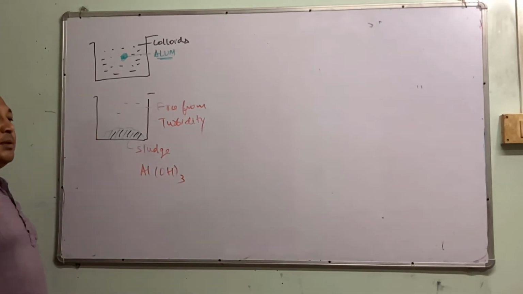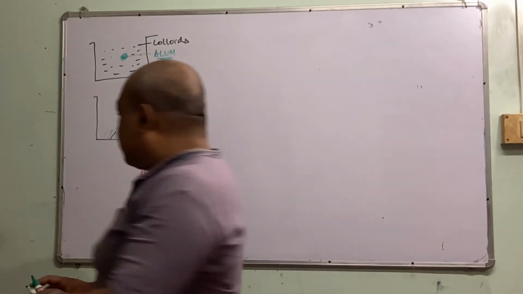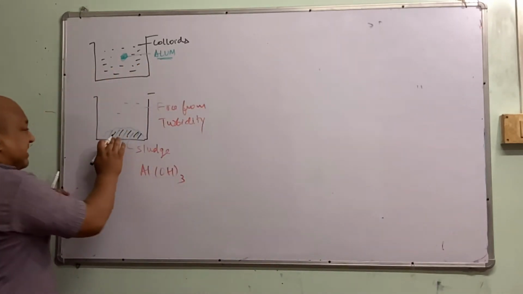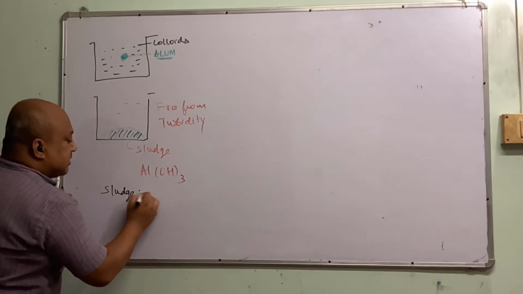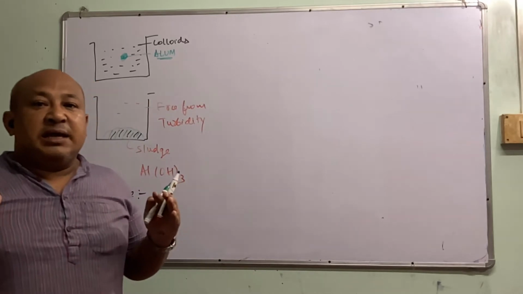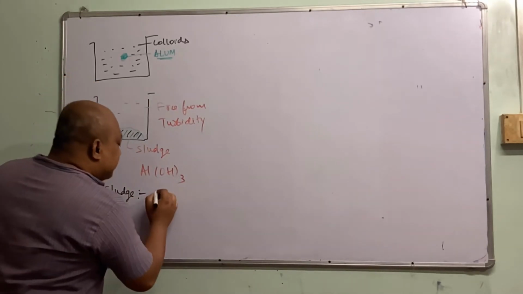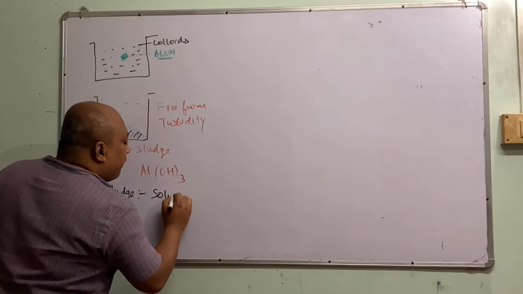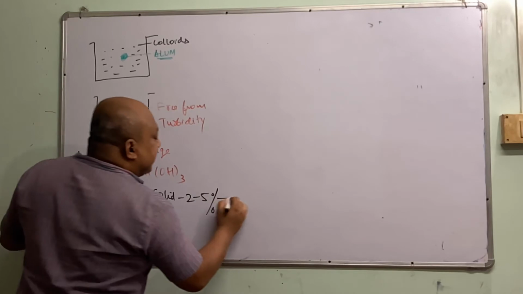Okay, so it is contaminated with alum. And another one is, let me put one point over here. This sludge. What is a sludge? Sludge means it contains a lot of small particles in the floc form, in the solid form, along with the water. And the sludge may contain solids of around 2 to 5%, and the remaining is water.